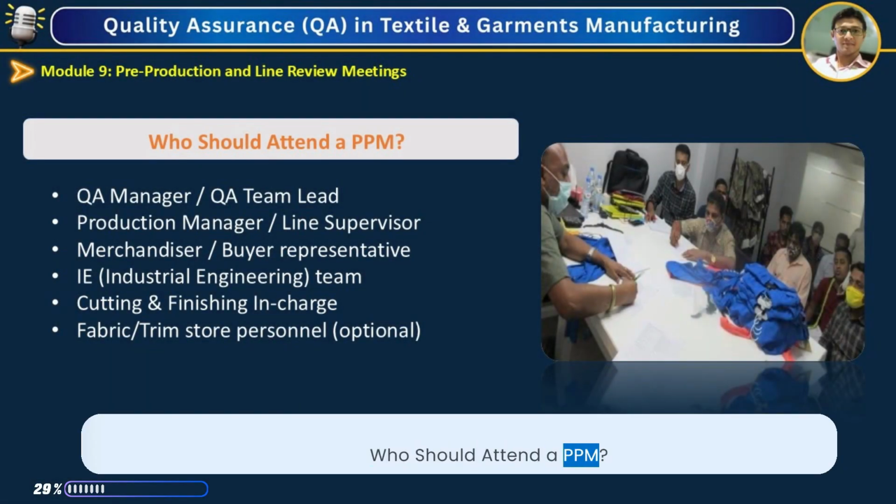Who should attend a PPM? QA manager, QA team lead. Production manager, line supervisor. Merchandiser, buyer representative. IE team. Cutting and finishing in charge. Fabric and trim store personnel.